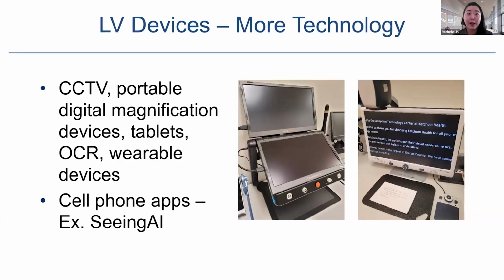Then we get into the more high-tech devices, for example, our CCTVs, portable digital magnification devices, tablets that are specifically designed for low vision, optical character recognition software, so that's our text-to-speech software, and then also wearable devices that include magnification and contrast enhancement. Nowadays, a lot of our younger or more tech-savvy patients will use cell phone apps, for example, Seeing AI cell phone app, to be able to use the text-to-speech software on that.